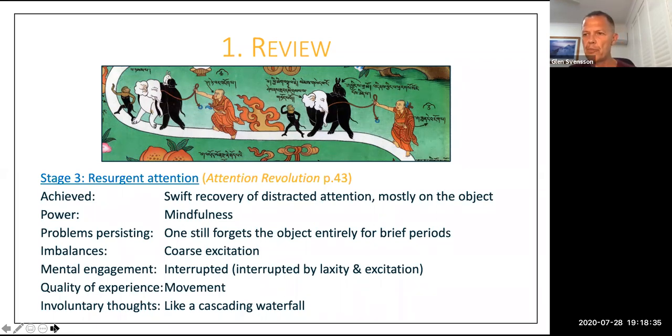So again, I'd like to just briefly mention a few more points from Attention Revolution here. So this is on page 43, and see what he says on page 43. He says, when you reach the third stage, resurgent attention, during your practice session, your attention is fixed most of the time upon your meditative object. But by now, you will have increased the duration of each session beyond the initial 24 minutes to perhaps twice that. So why 24 minutes?